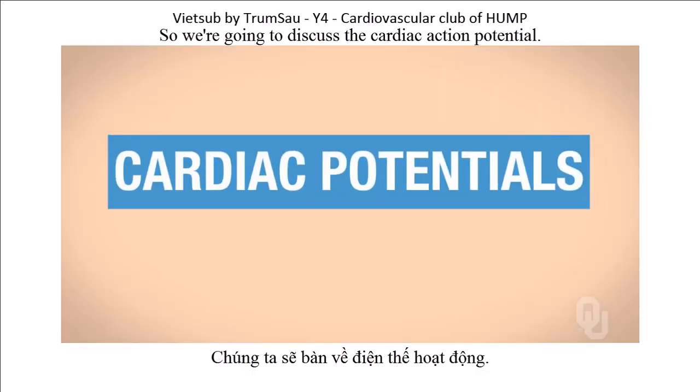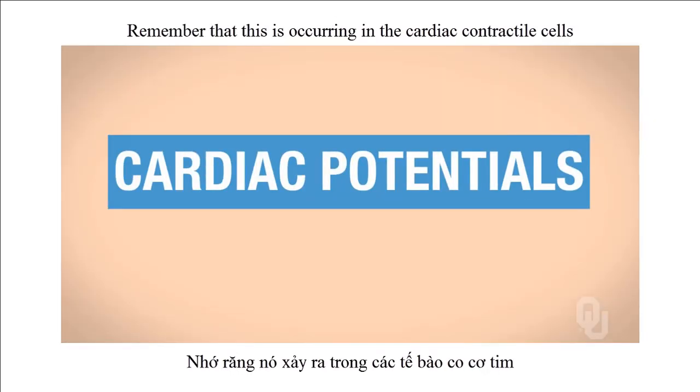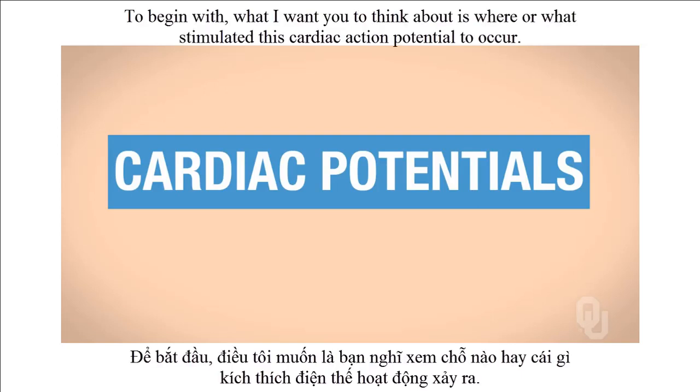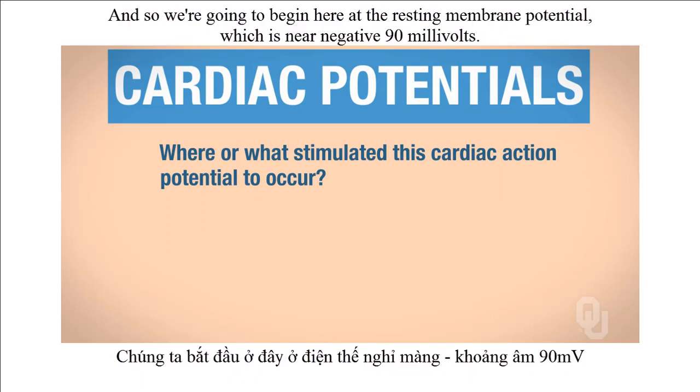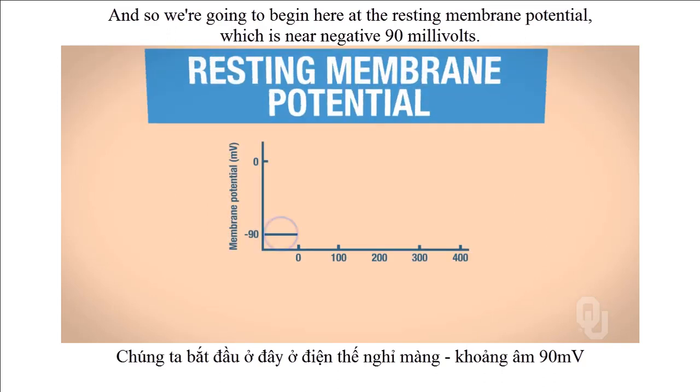So we're going to discuss the cardiac action potential. Remember that this is occurring in the cardiac contractile cells. To begin with, what I want you to think about is where or what stimulated this cardiac action potential to occur. And so we're going to begin here at the resting membrane potential, which is near negative 90 millivolts.